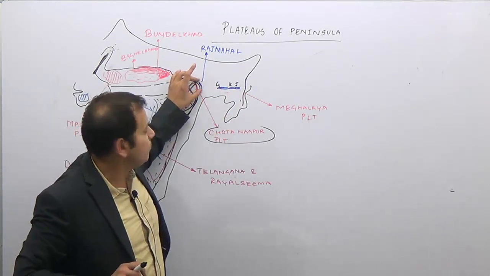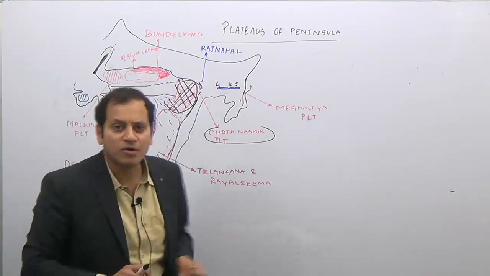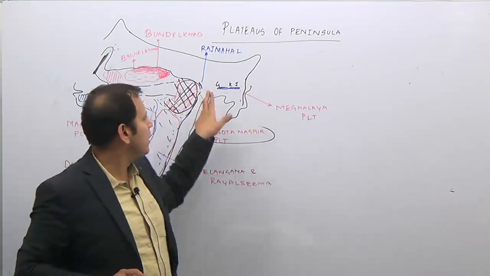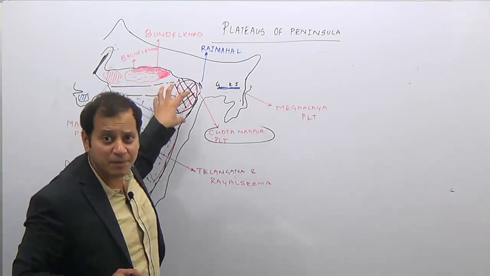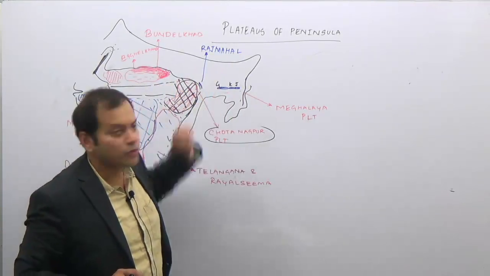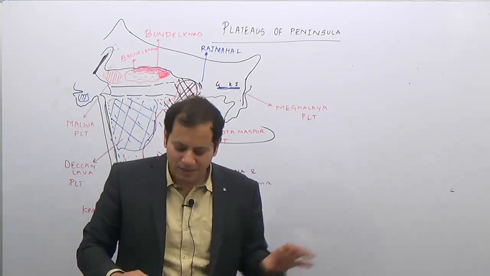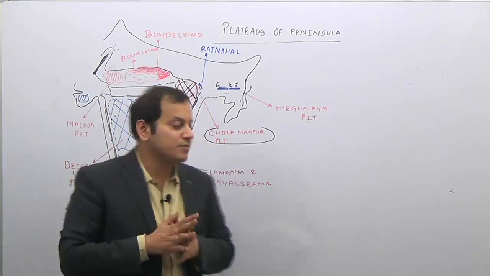Why? Because one name comes from Rajmahal here, the other name comes from the Garo Hills region. That is, the Shillong Plateau or the Meghalaya Plateau is separated from the mainland peninsula by the Rajmahal Garo Gap. What is this Rajmahal Garo Gap? It is the area where river Ganga flows in this region.